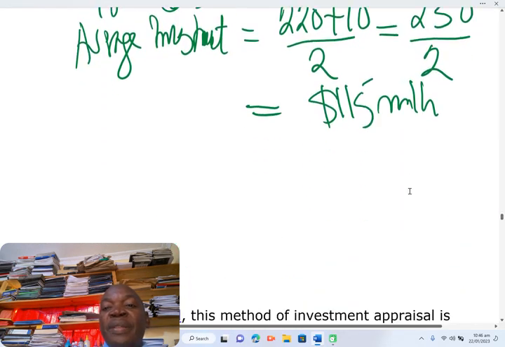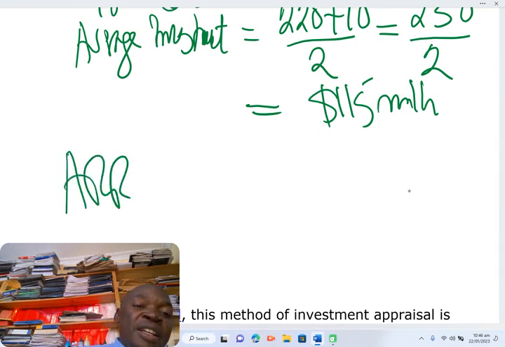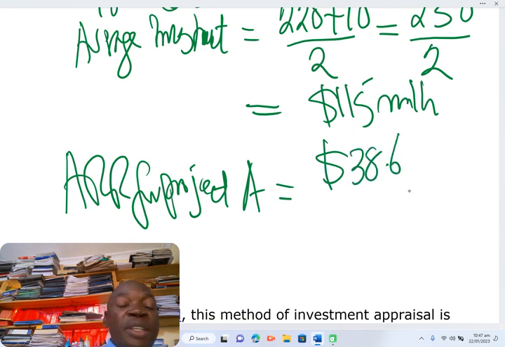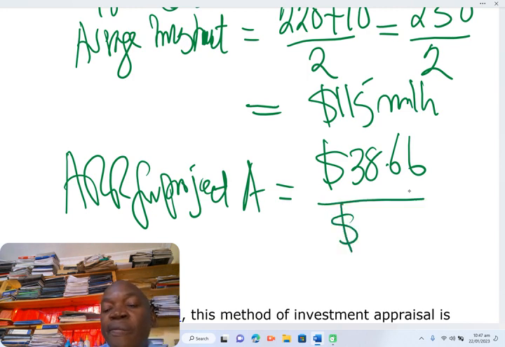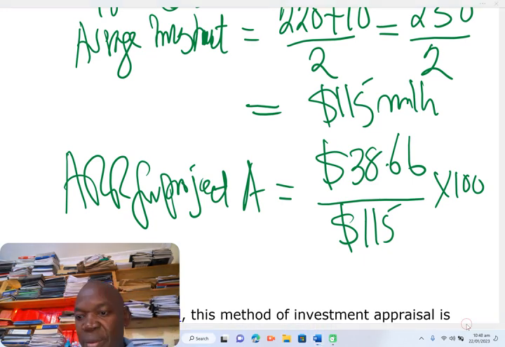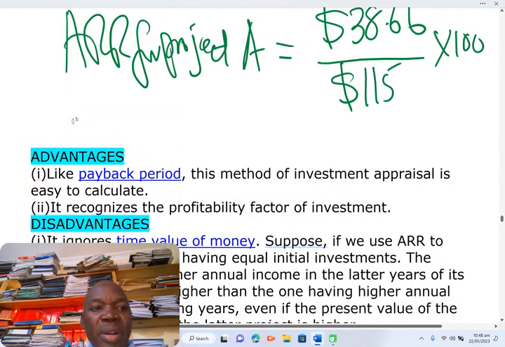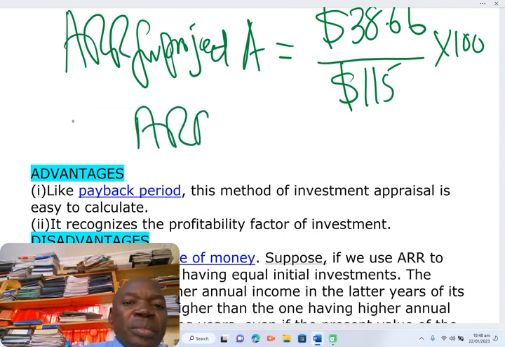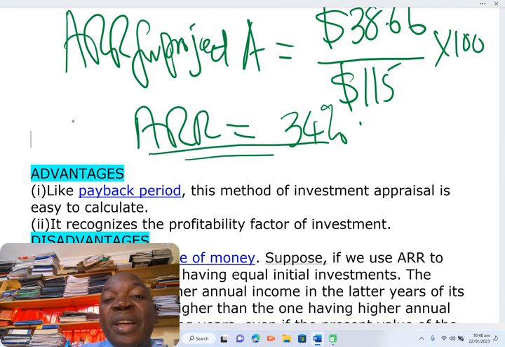So the rate of return for project A is $38.66 divided by $115, times 100. The result is 34% on project A.